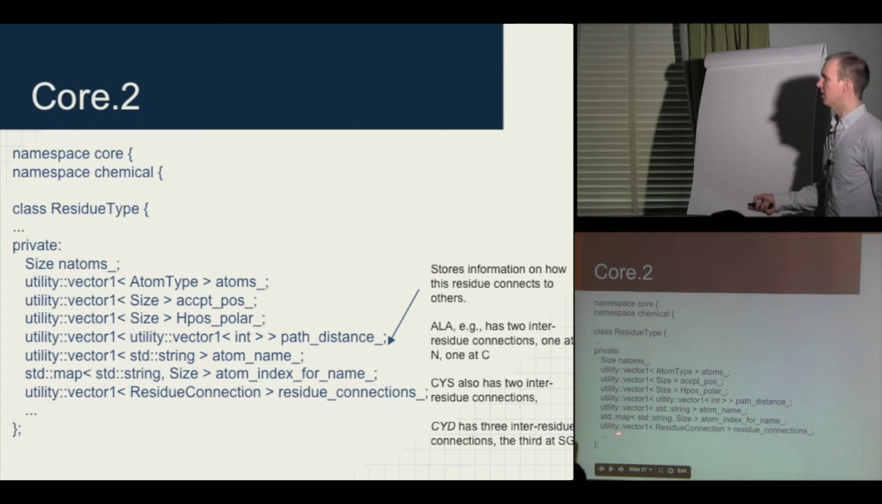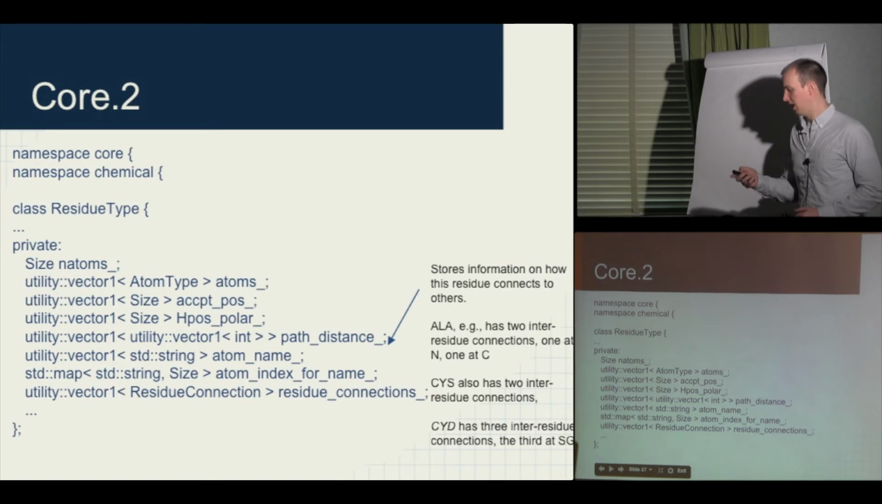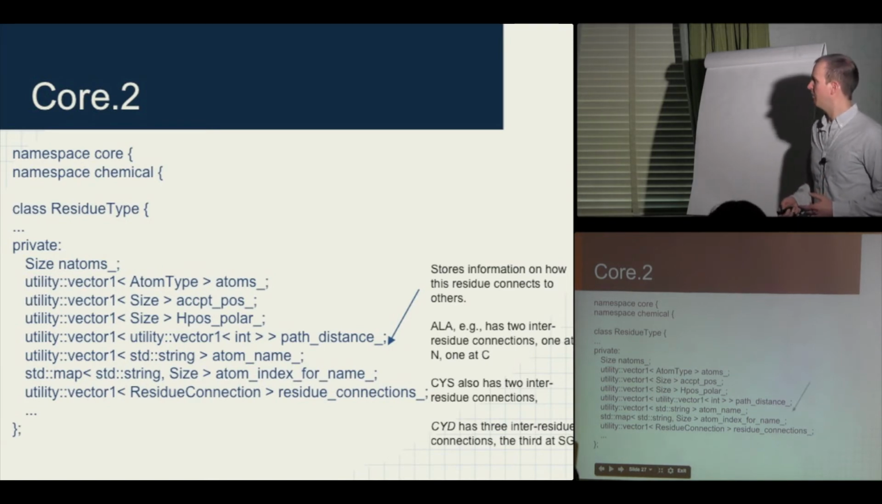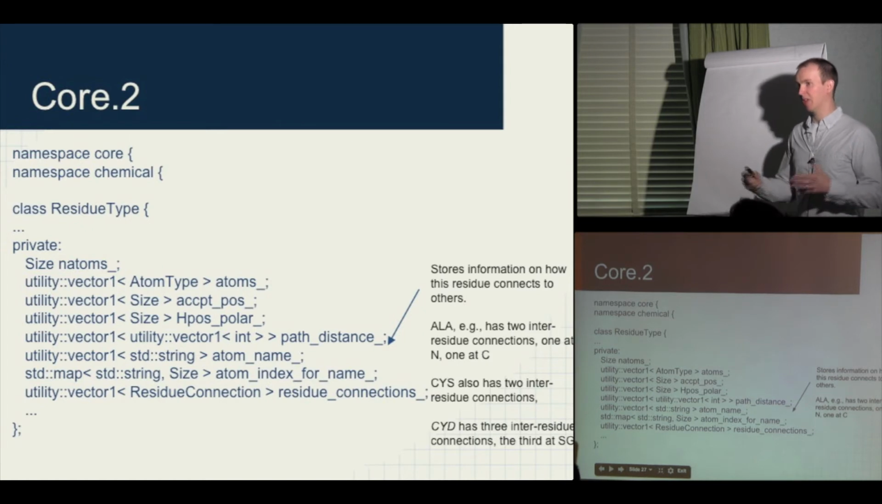And then one of the other things that a residue type stores is the set of residue connections that it is able to form with other residues. For example, for alanine that appears in the center of a protein, you would have 2 residue connections, one at the N atom and one at the C atom, that would allow it to connect in either direction.